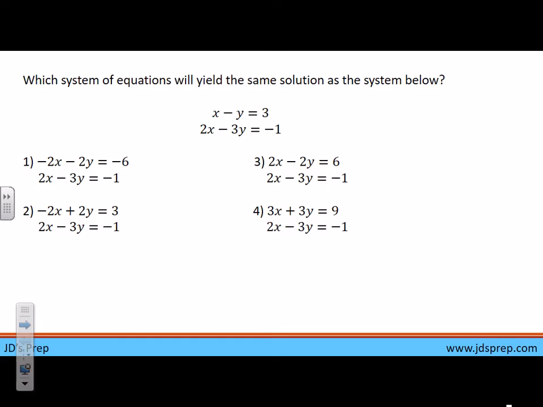In this problem, we are given the system of equations x minus y equals 3 and 2x minus 3y equals negative 1. We want to know which of the four systems of equations given in numbers 1 through 4 will yield the same solution as the given system.